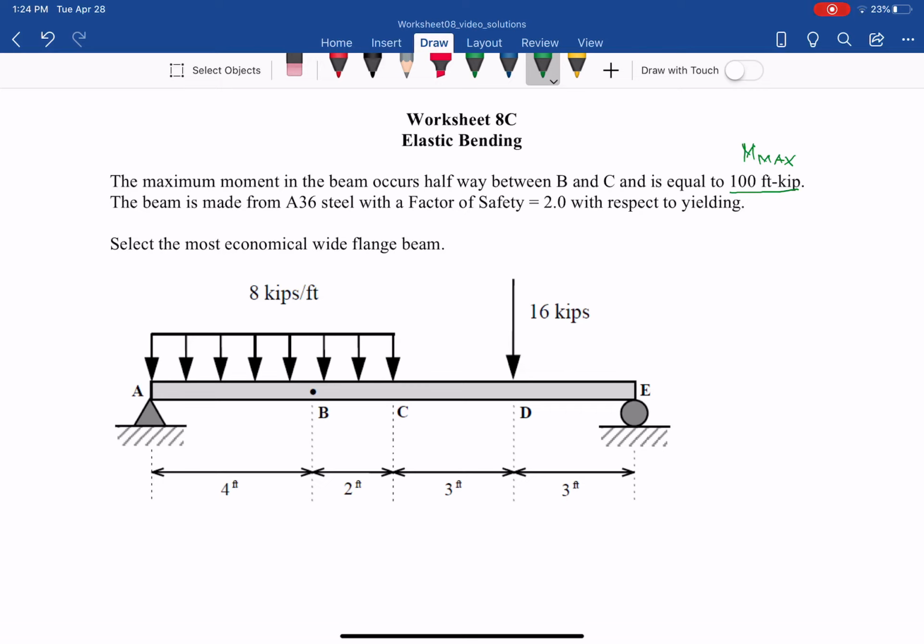The beam is made of A36 steel, so they give us the material, and so the sigma failure is 36 ksi, with a factor of safety of 2 with respect to yielding. Select the most economical wide flange beam. With that question, you go back to a similar problem we did in buckling for columns. Worksheet 5C also asks for the most economical wide flange beam.